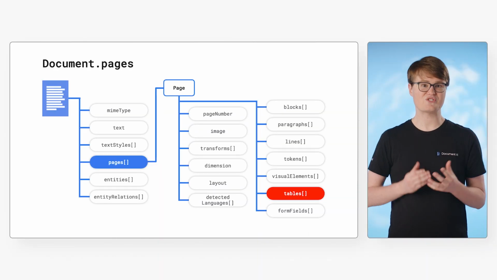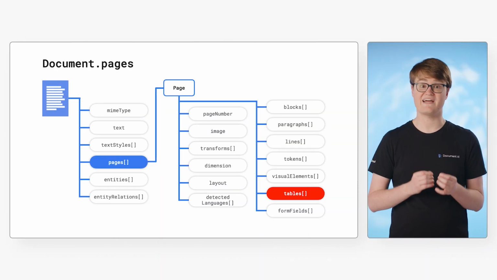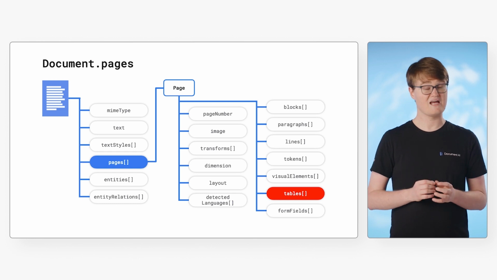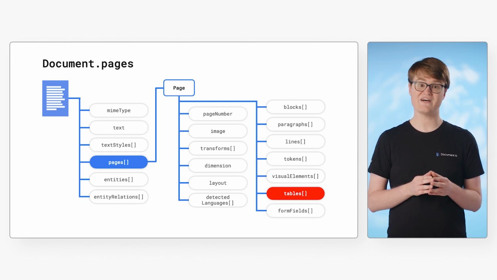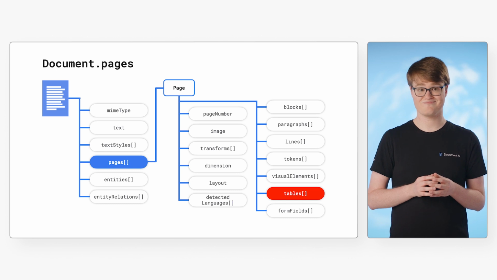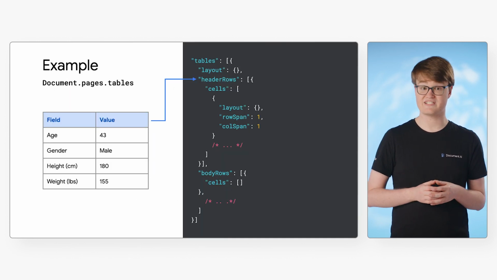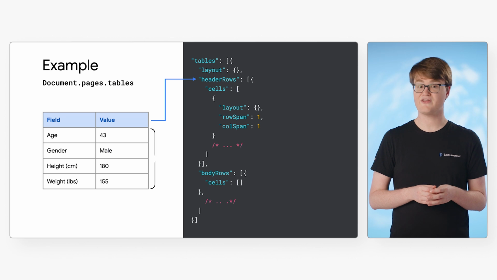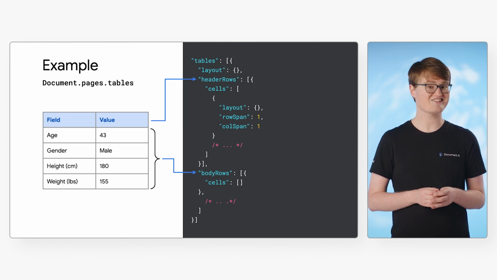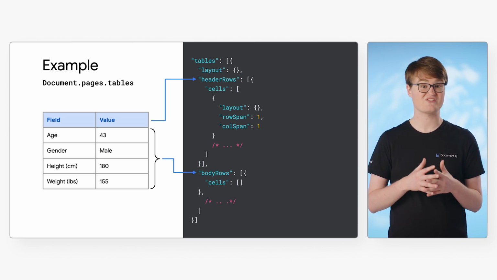Let's say that you are interested in getting information about the tables and the data stored inside the tables. The Tables field provides an array of detected tables on the page. In this example, the first row of the table is considered the header row. There are 4 body rows representing data inside the table, and the data is stored inside cells.